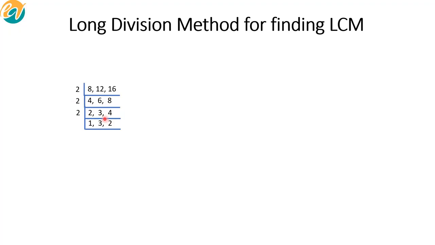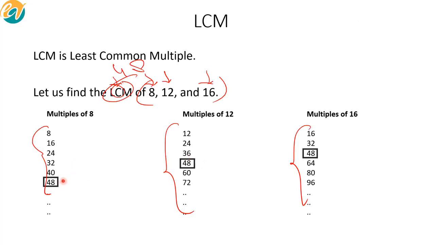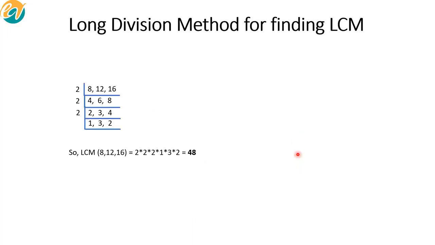Now notice there is no other common prime factor for these. So then how do we find out the LCM, the least common multiple? 2 into 2 into 2 into 1 into 3 into 2, which gives us the answer as 48, which was the answer that we arrived at earlier as well from a more conceptual perspective. So this is how you find out the LCM.